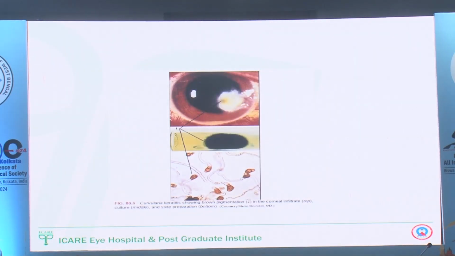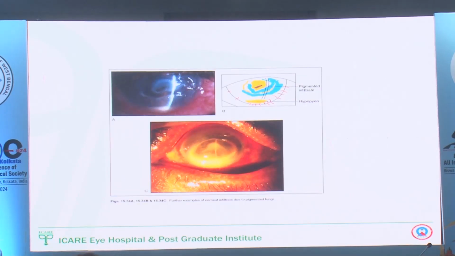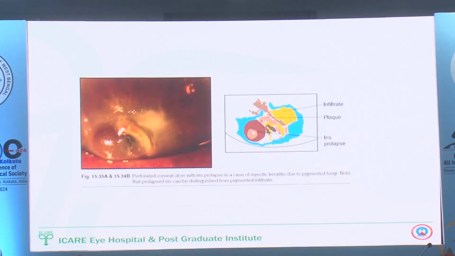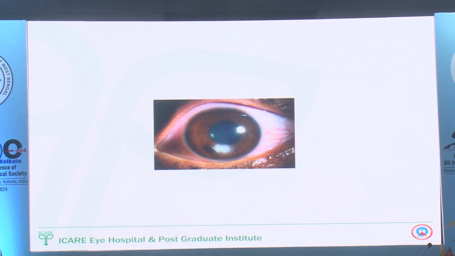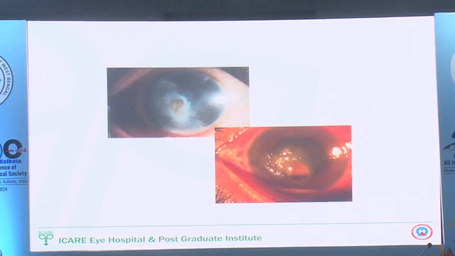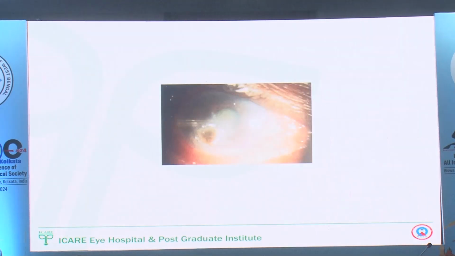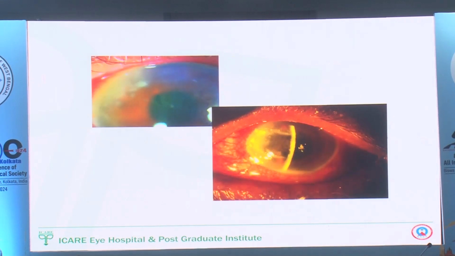So here you can see a pigmented fungus, Curvularia here. Another, hyphate edges, typically could be mistaken for dendrites. Another case of pigmented fungus. Here you can see this is an iris prolapse, but here there is pigmentation. So fungi can be septate, non-septate. There could be yeast, pigmented fungi. You can see that there can be various kinds of presentation with fungal keratitis.